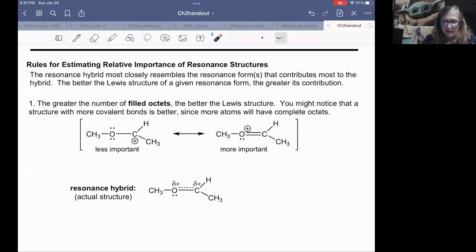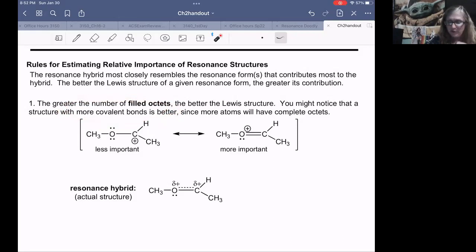So number one, as always, the holy grail, the ultimate thing we're looking for in good-looking Lewis structures, is the maximum number of filled octets. We always want to try and have everyone with a filled octet. And the more filled octets we have, the better the Lewis structure. One way you can identify that there are more octets is that there are more covalent bonds, because more electrons are being shared and therefore more likely to have filled octets.